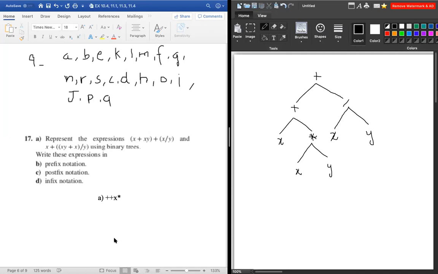This one is multiply. So multiply, then we have x, then we have y, then we have the division sign, x and y, and this is for part B. Part A is here.